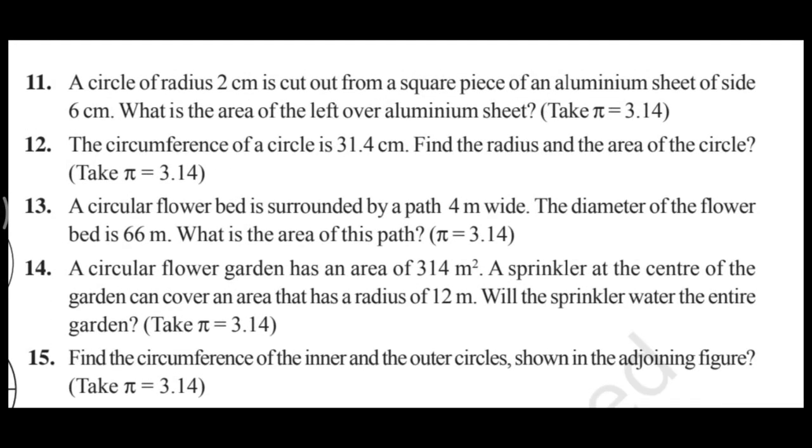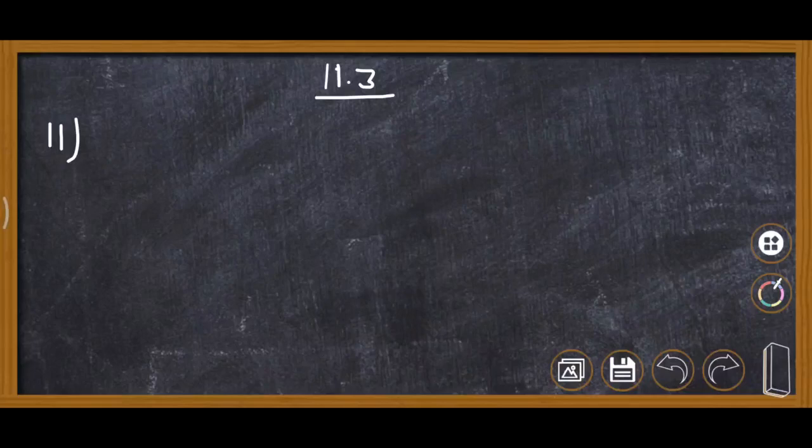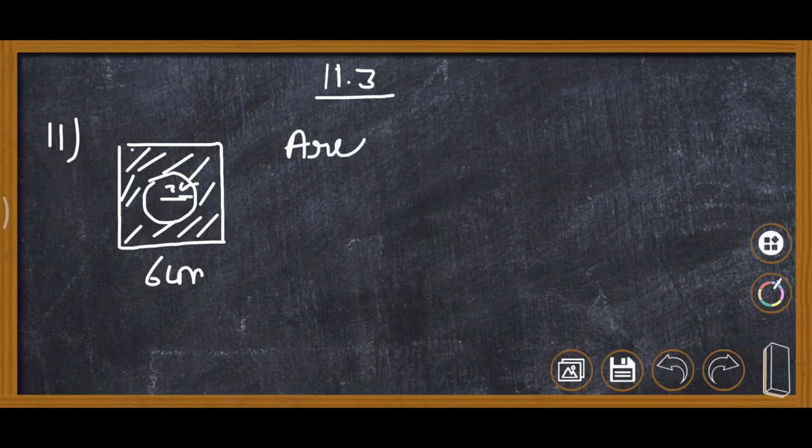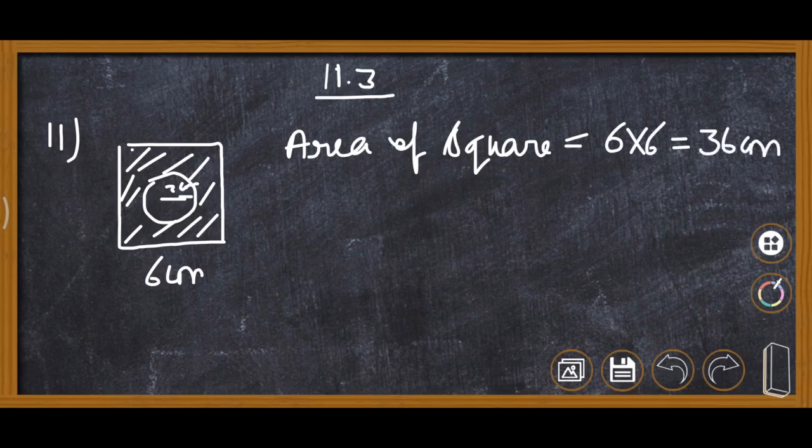Now let us find out. First of all we will draw a figure. Here it is a square sheet, and after that it is 6 cm side, and there is a circle of radius 2 cm. Now we will find out the remaining area. So first of all find area of square. This is side into side, means 6 into 6, 36 centimeter square.